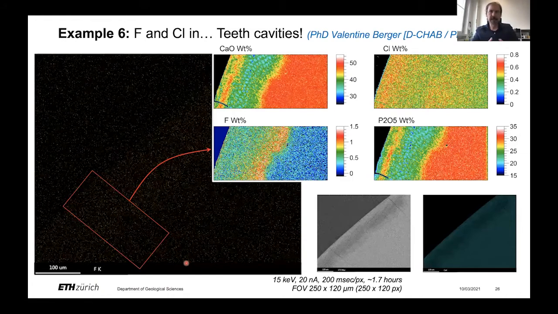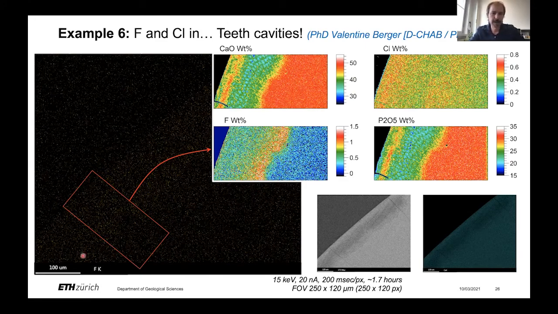This is a fun project that I just started with a PhD student, Valentine Berger, from pharmaceutical sciences here at ETH. She was analyzing teeth, actually cavities in teeth, and she wanted to have a look at the fluorine. And she started, of course, going at SCOPEM and looking at fluorine by EDS. Big mistake.